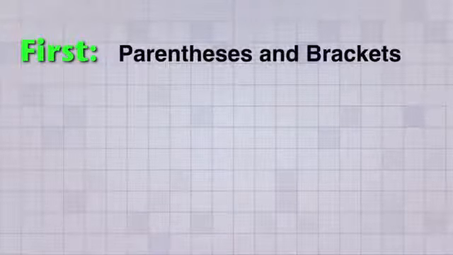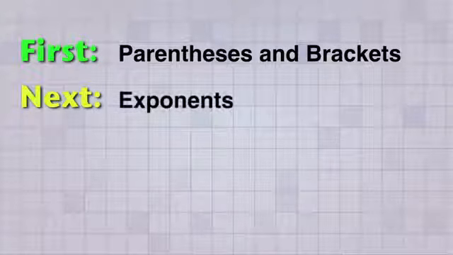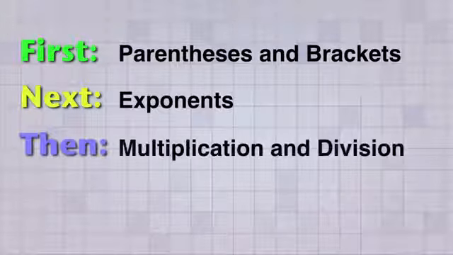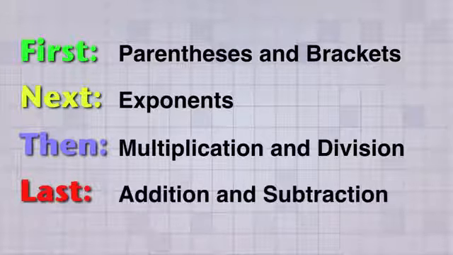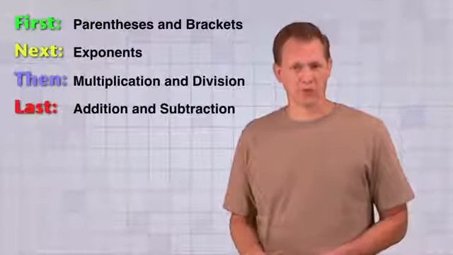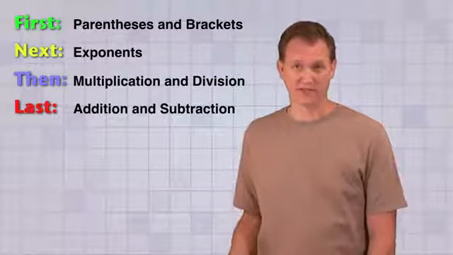So now that you know why we need order of operations rules, let's find out what those rules are. There are basically 4 of them, and they go something like this. First, do operations in parentheses and brackets. Next, do exponents. Then, do multiplication and division. Last, do addition and subtraction. Let's take a closer look at each of these rules and see some examples where they help us.